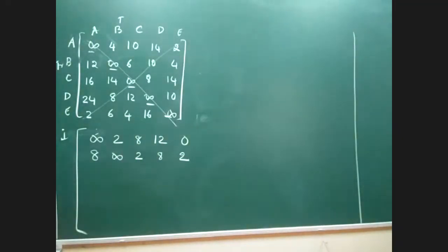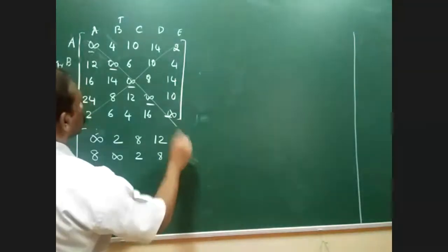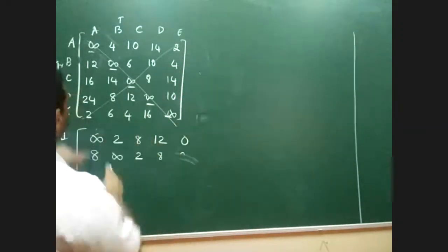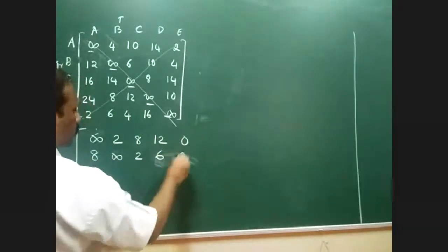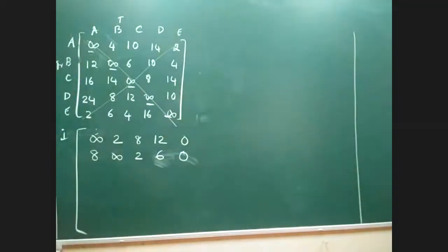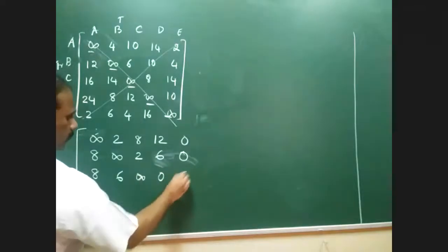Sorry, then 2. The 8 and the 2 are there. This is 6, and this is 0. I will come back to the third row. In the third row, which is the lowest value? 8 is the lowest value. This becomes 8 and this becomes 6. Infinity stays as it is. This is 0 and this again 6.